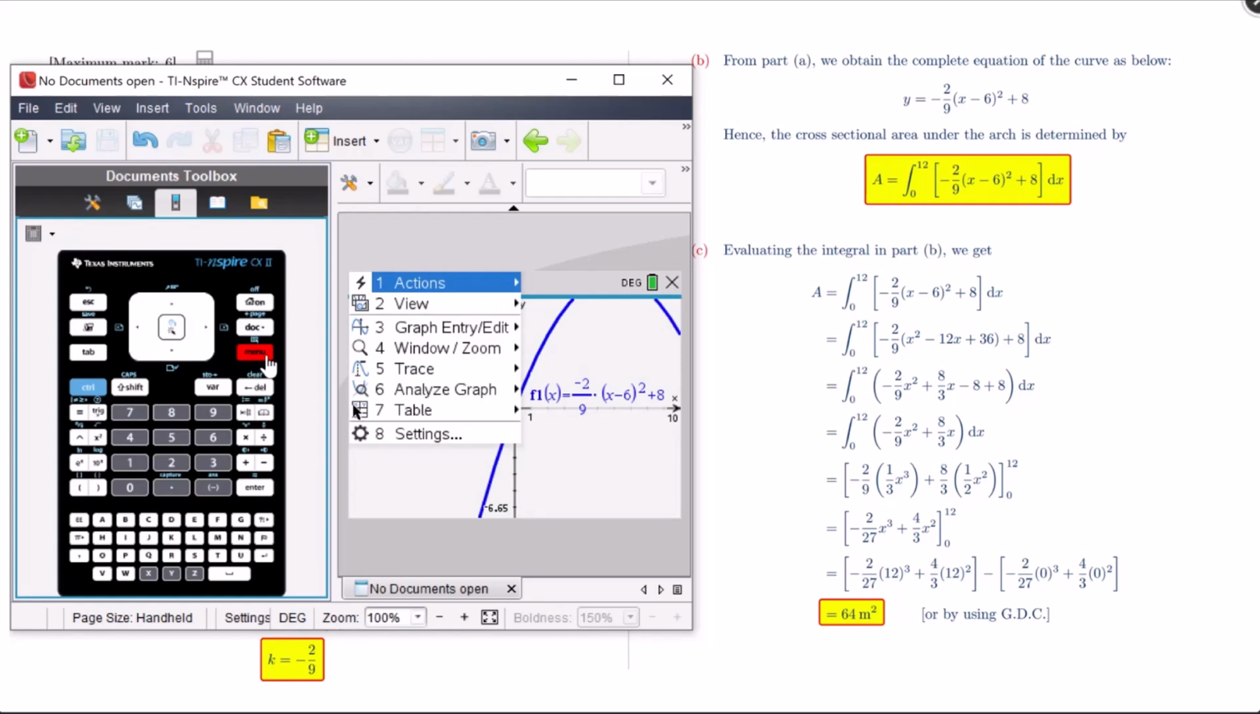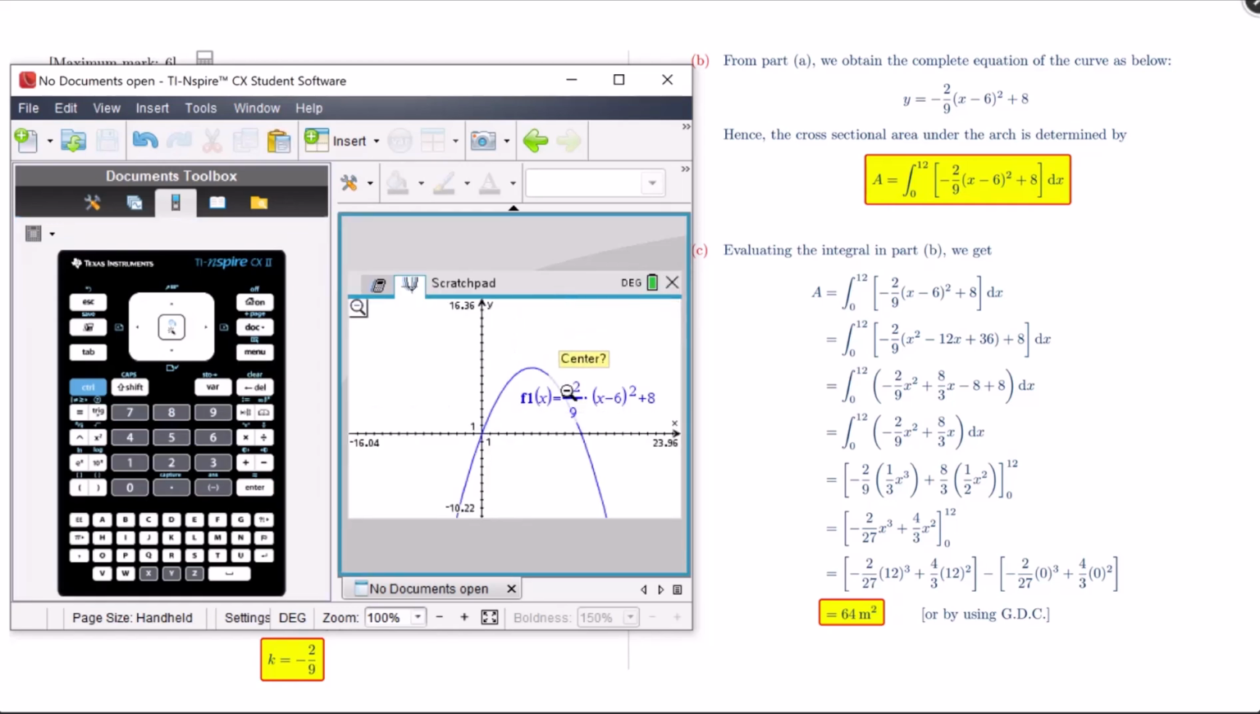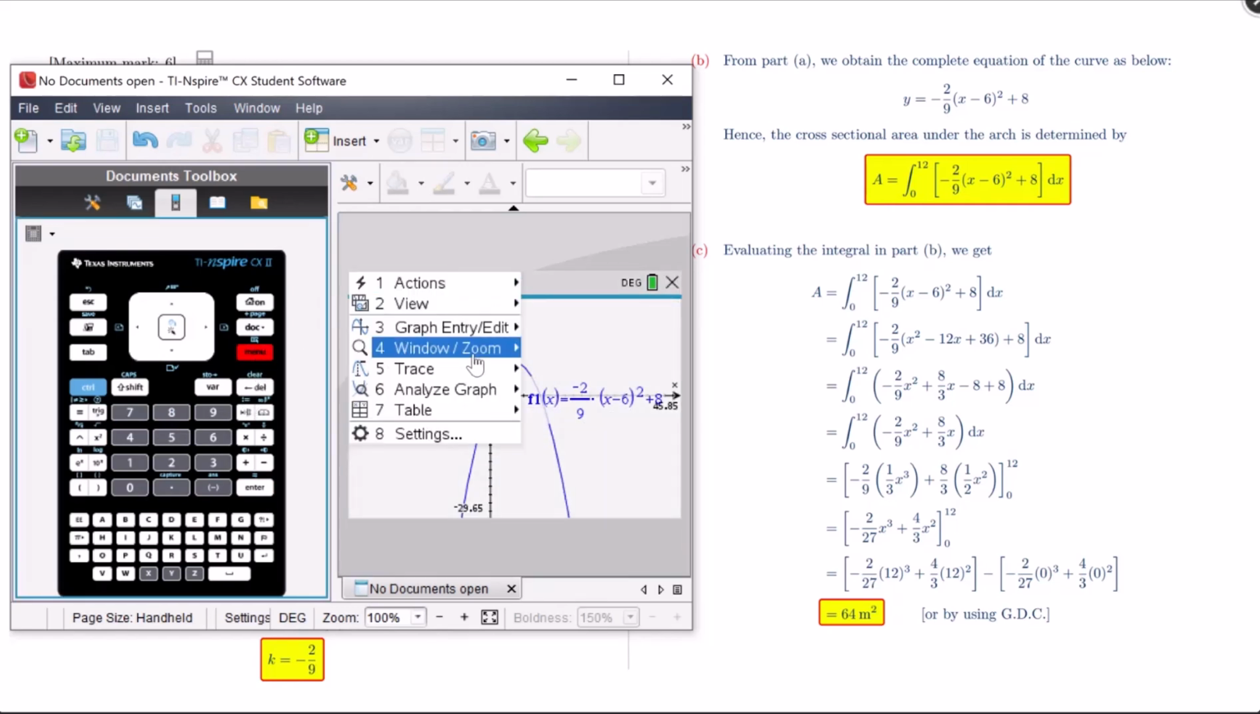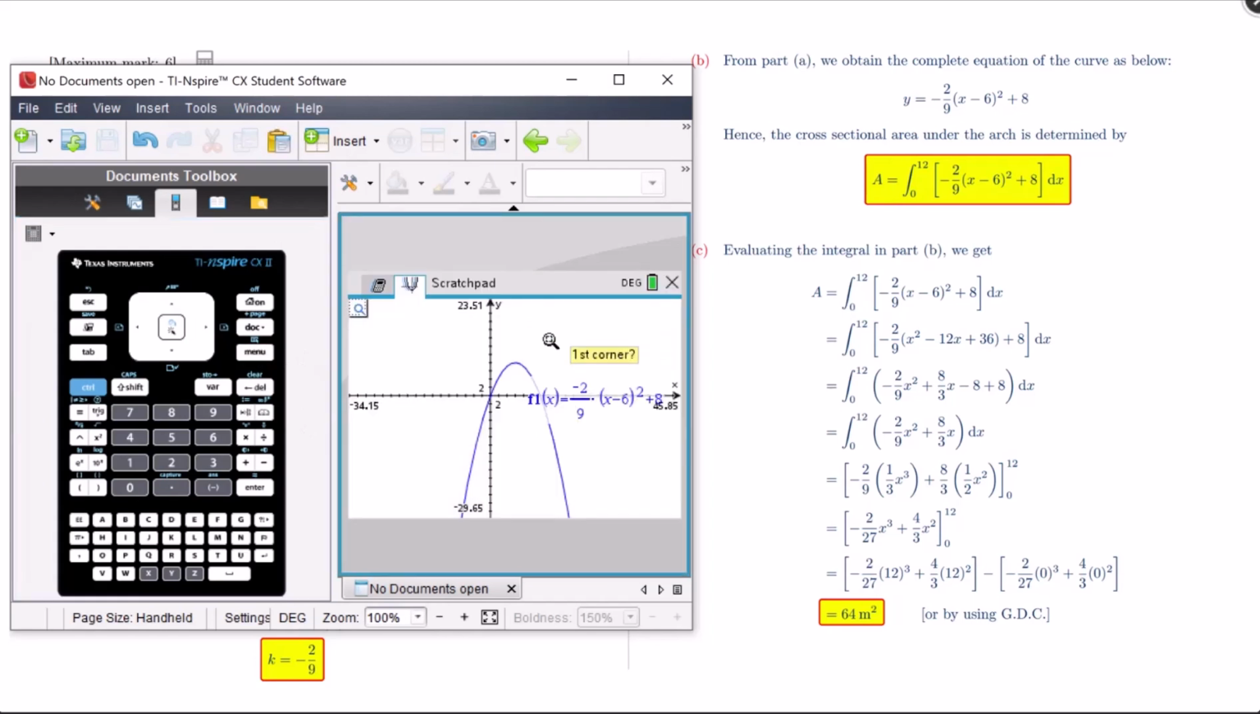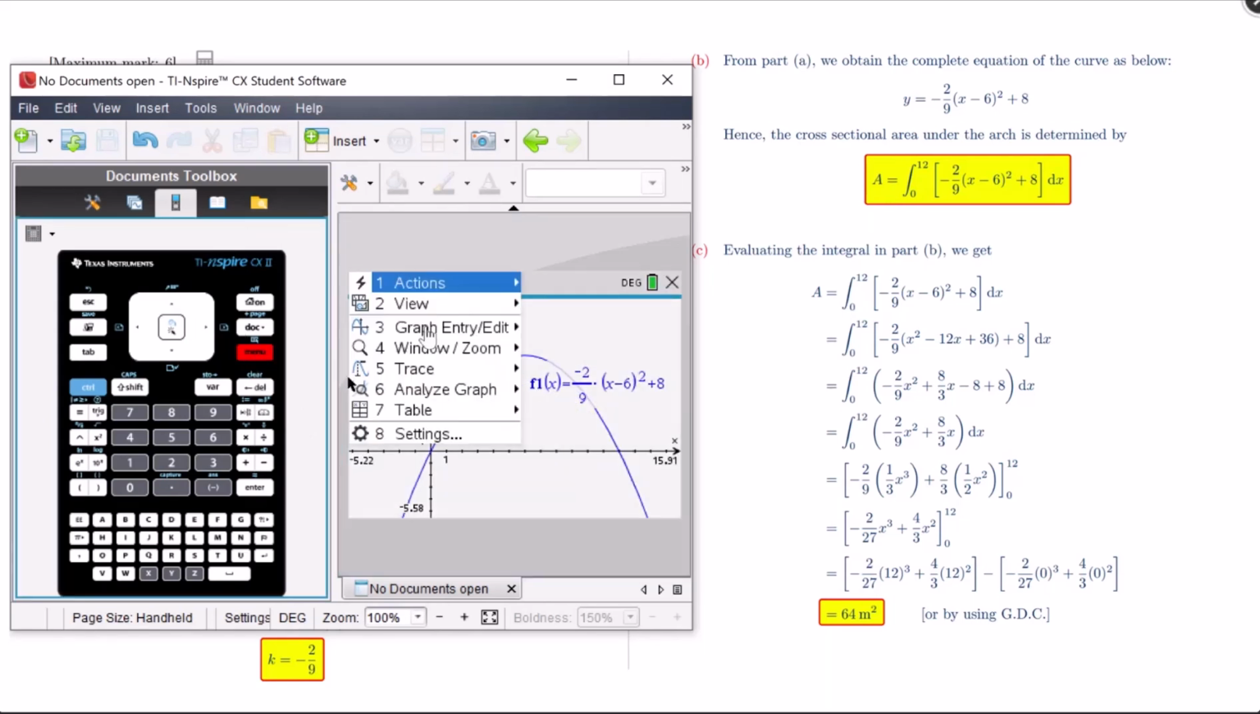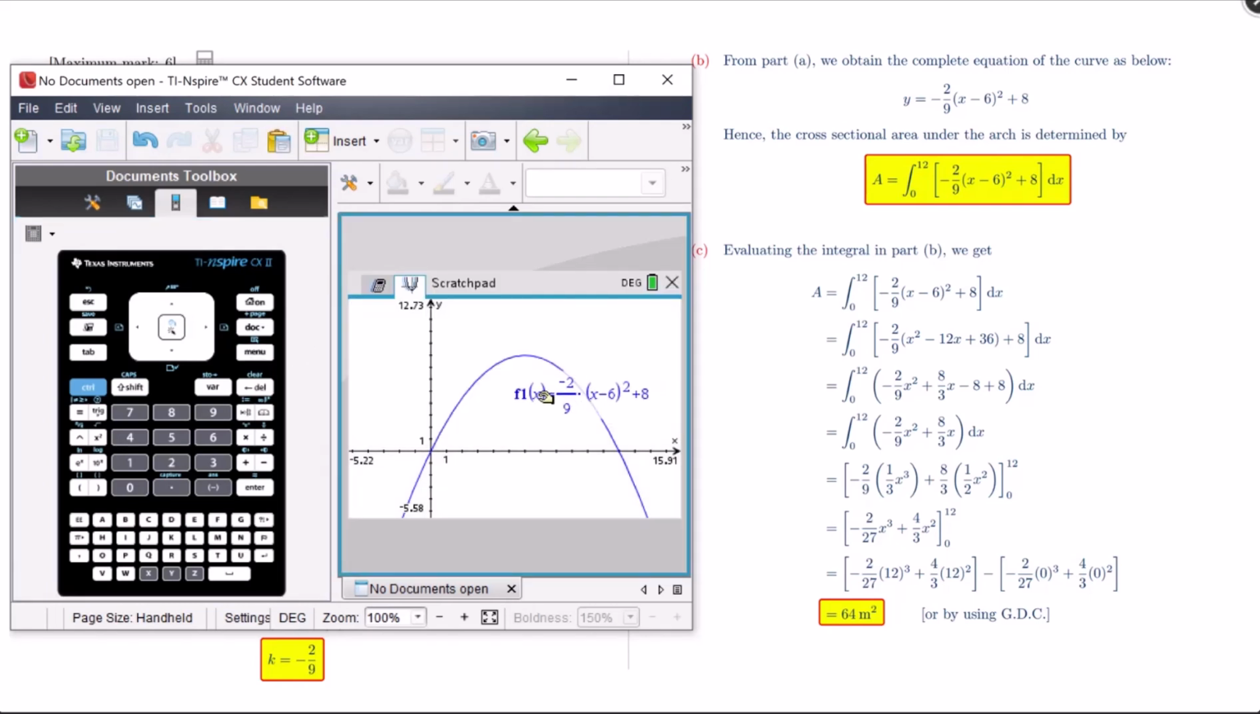Let's just do that. Menu, zoom out. And let's put the zoom box around the area that we're interested in. So zoom box. Doesn't need to be too precise here. Okay, so there we have there.